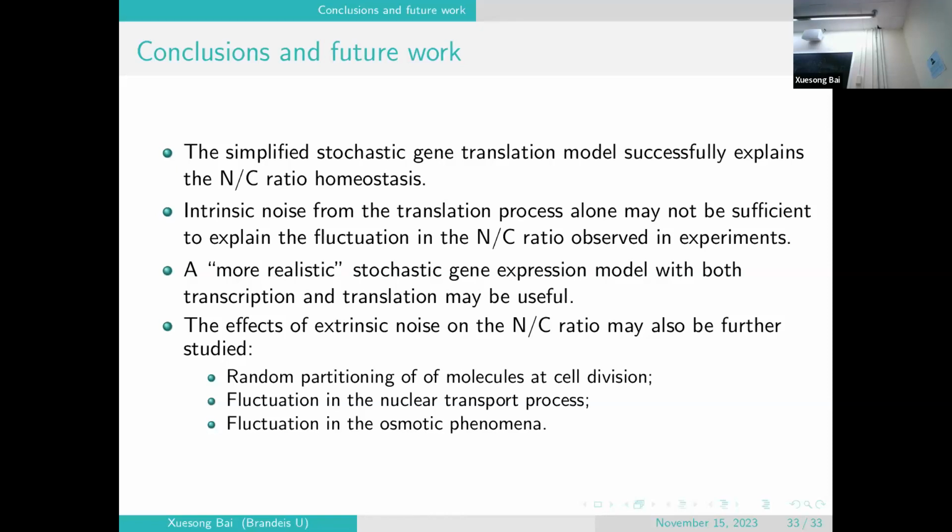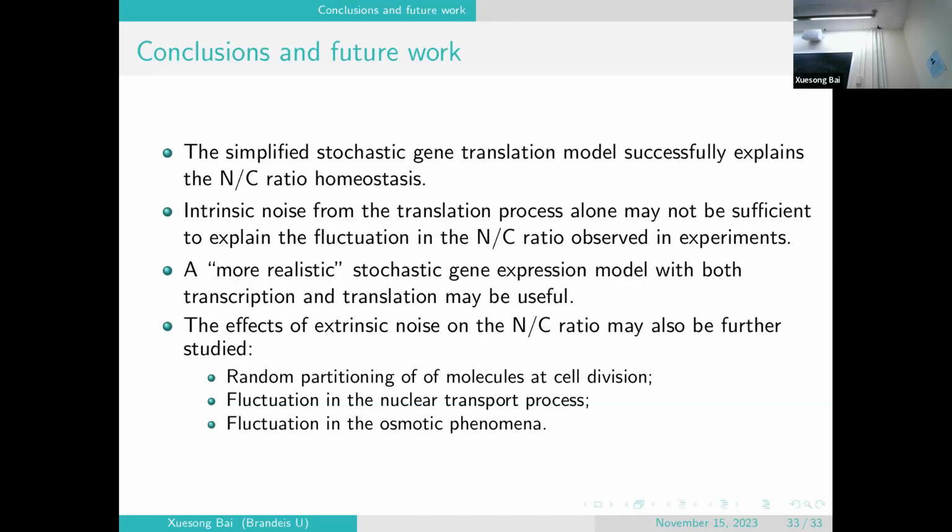Maybe we are ignoring something. A more realistic gene expression model with both transcription and translation may be useful. But I think what's more important is that we only focus on the intrinsic noise from gene transcription and translation, and there are various sources of extrinsic noise on the NC ratio. For example, when cells divide, these molecules get randomly partitioned. This might contribute to the fluctuation.